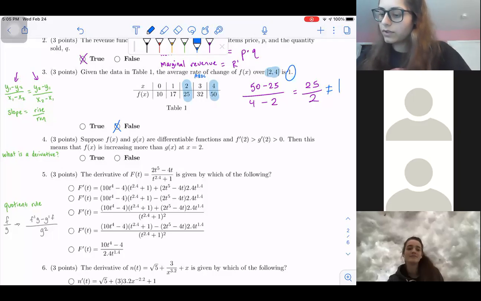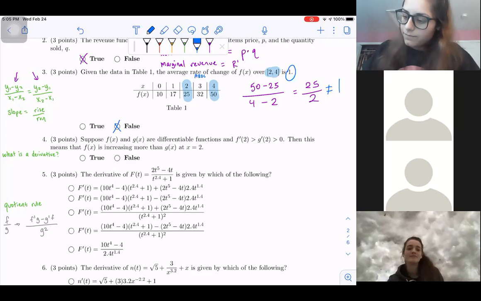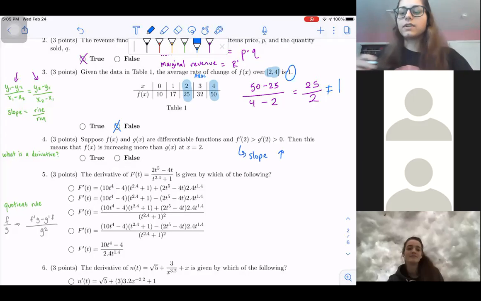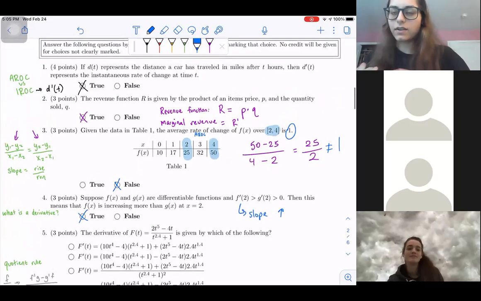So here we know that the derivative of f at x equals 2 is greater than the derivative of g at 2, which means that our slope here is going to be greater, right? And so we know that it's increasing more quickly. So we know that, yes, that is true. All right, any questions on anything we've done so far?